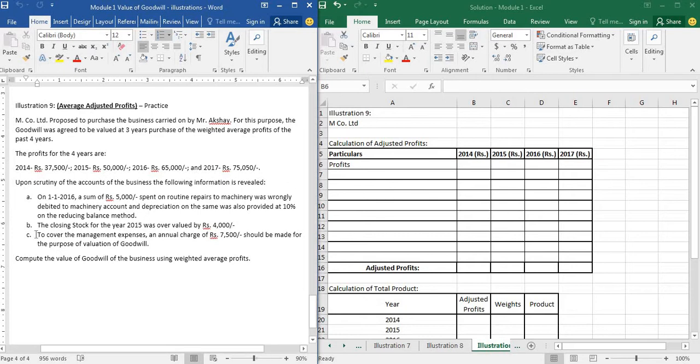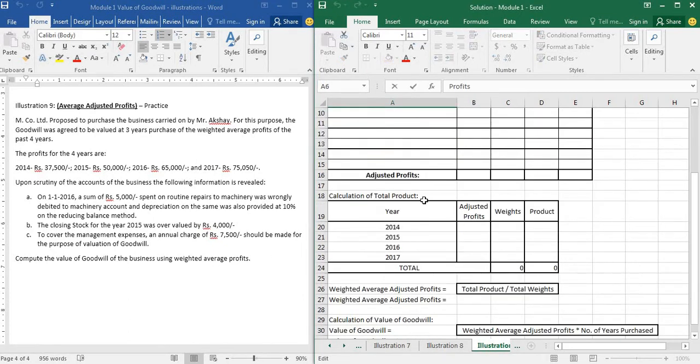To cover the management expenses, an annual charge of rupees 7,500 should be made for the purpose of valuation of goodwill. In order to find out the future maintainable profits, we are supposed to make a charge of 7,500 for each of the years. Compute the value of goodwill of the business using weighted average profits.